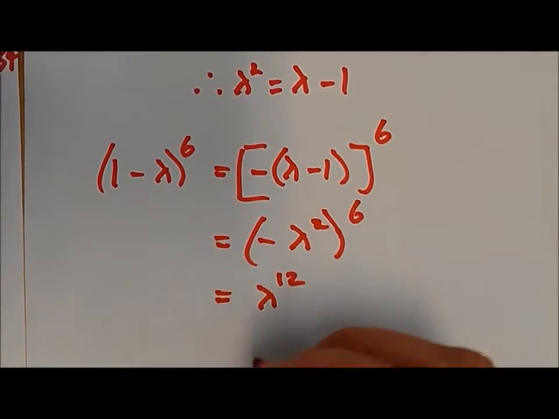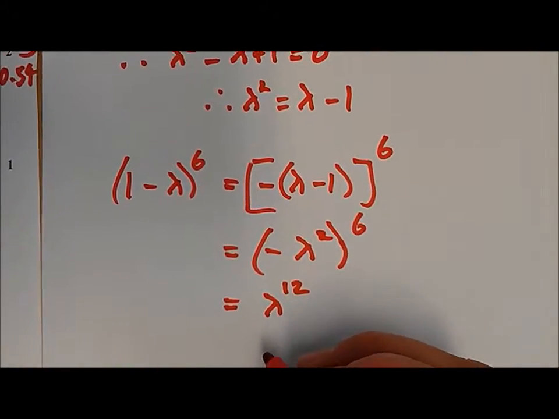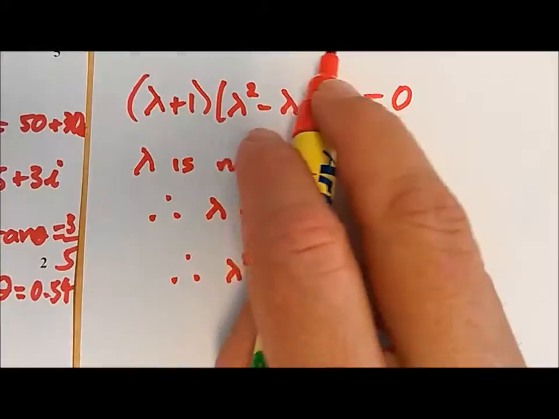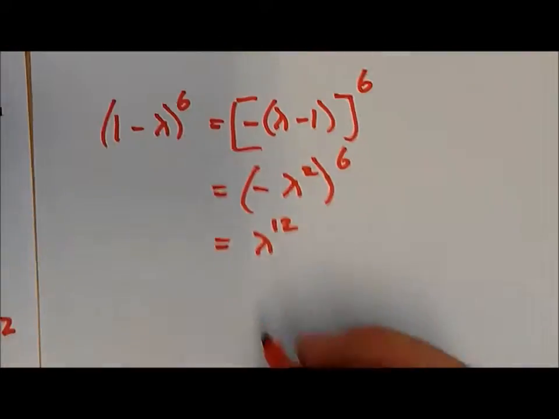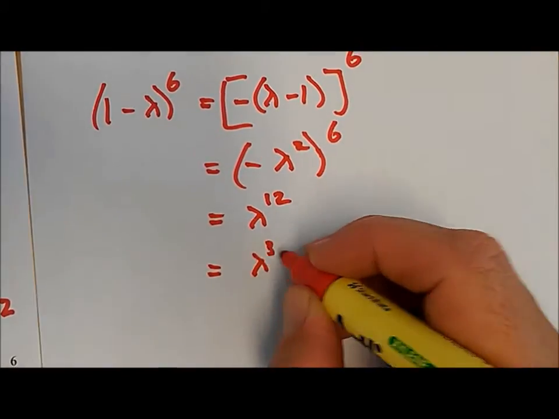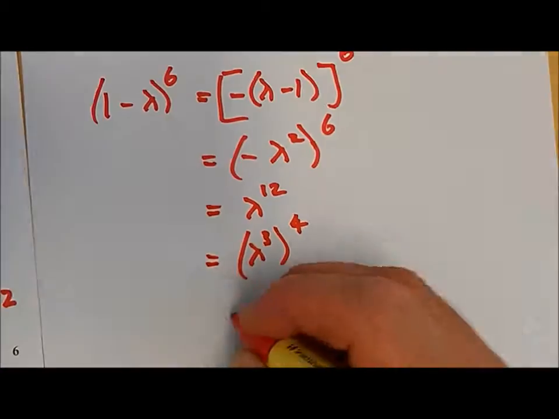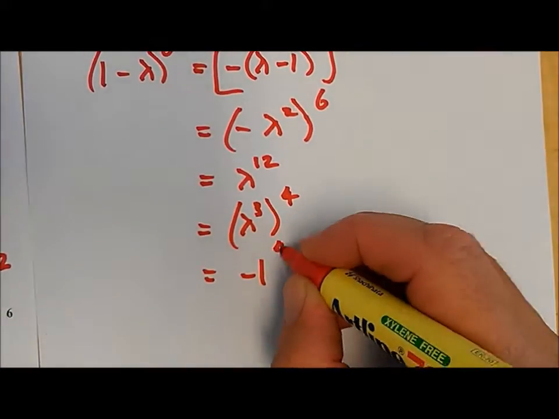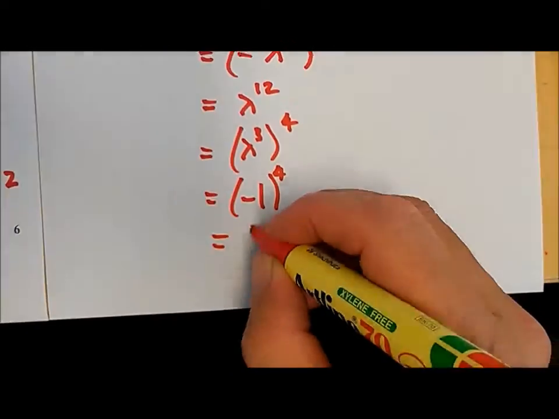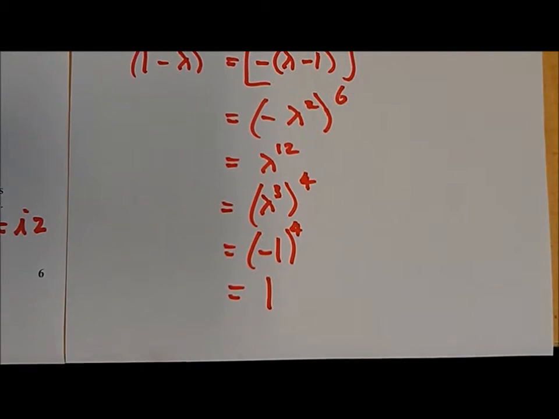Lambda to the power of 12, well, one of the things I know is that lambda cubed has to equal -1. So that can actually be written as (lambda cubed) all to the power of 4, which is (-1) to the 4, whose answer becomes 1. Nice and neat.